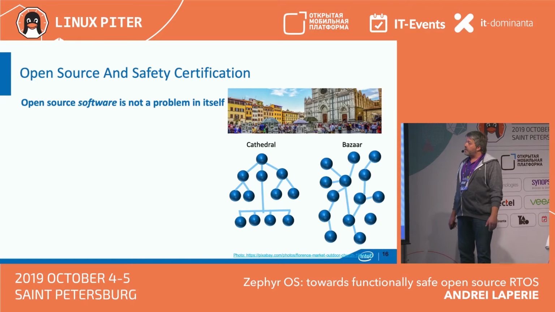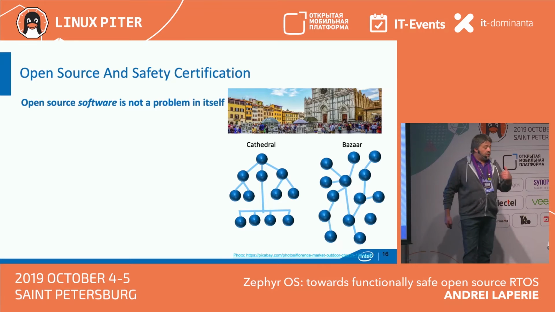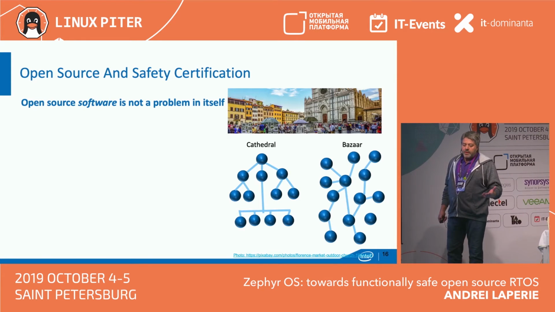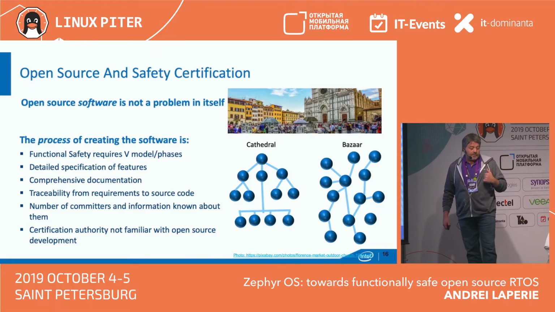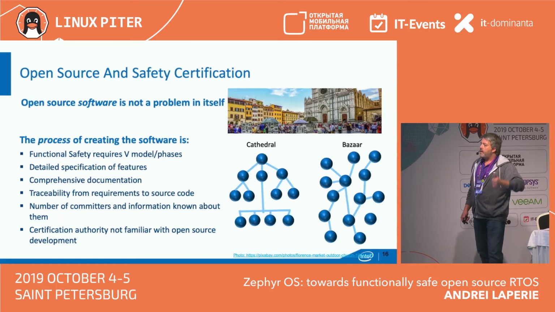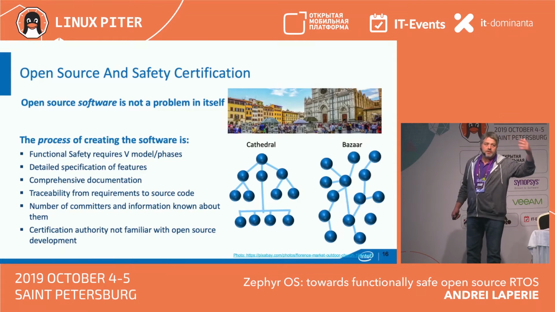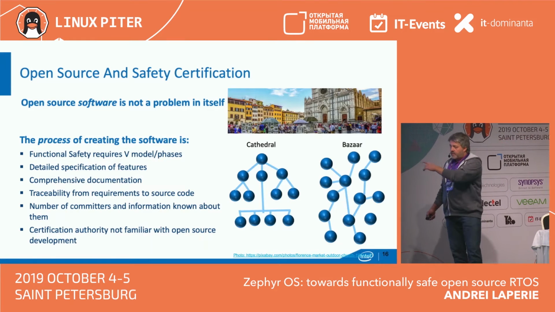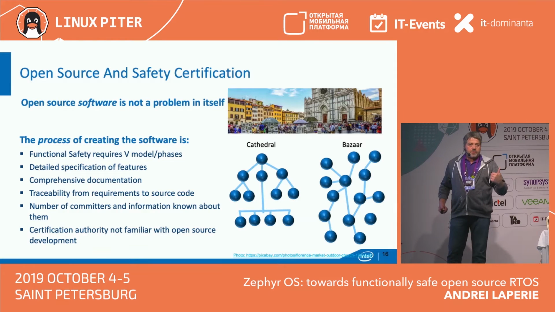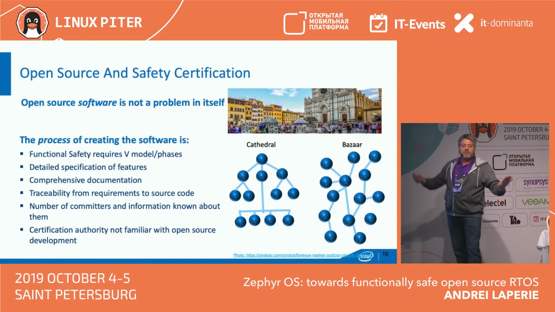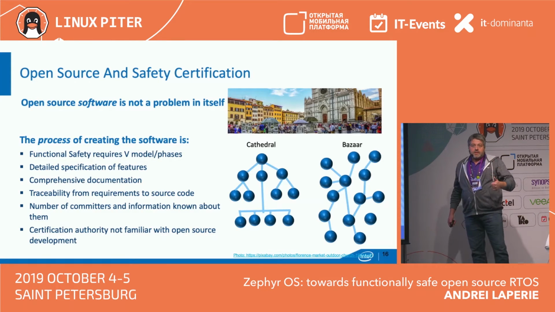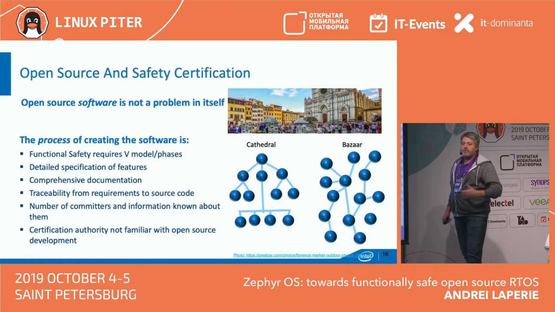And as to open source and safety certification, may we and can we be certified? Software per se is not a problem. There are lots of open source products which are even better in quality than closed source ones. Functional safety requires a specific V model to be used, a detailed specification of features and technical specification, and comprehensive documentation. What's important is that all the high-level technical requirements and specifications should be traced all the way down to the code. Theoretically, no code which has no high-level requirement should be in the system, and just the reverse: for each high-level requirement, there should be code. And also, the process of development per se should be standardized.